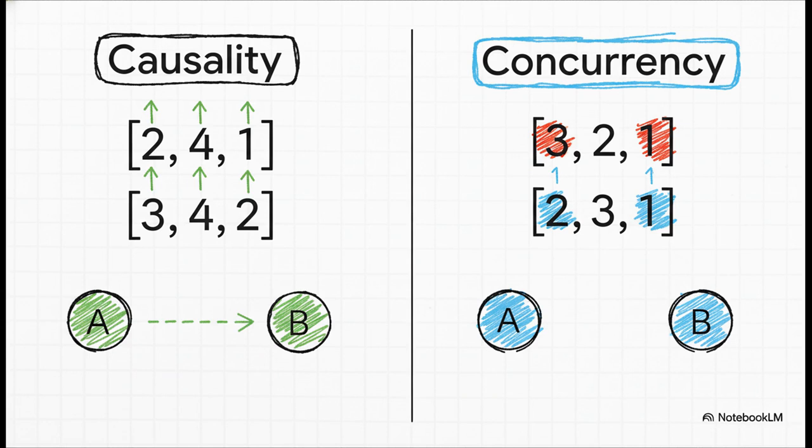By comparing the entire vectors, we can now say for sure if A caused B. For that to be true, A's entire list of numbers has to be less than or equal to B's list in every single spot. If that's not the case, if A is bigger in one spot and B is bigger in another, we know for a fact they were concurrent. They happened independently, and one didn't cause the other. No more ambiguity. Game over.